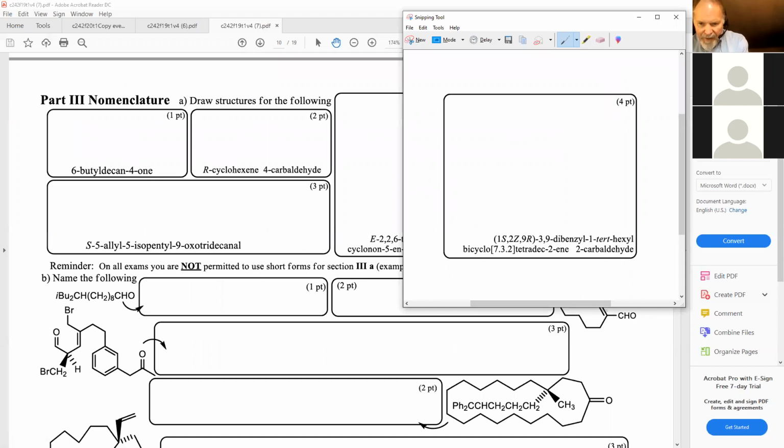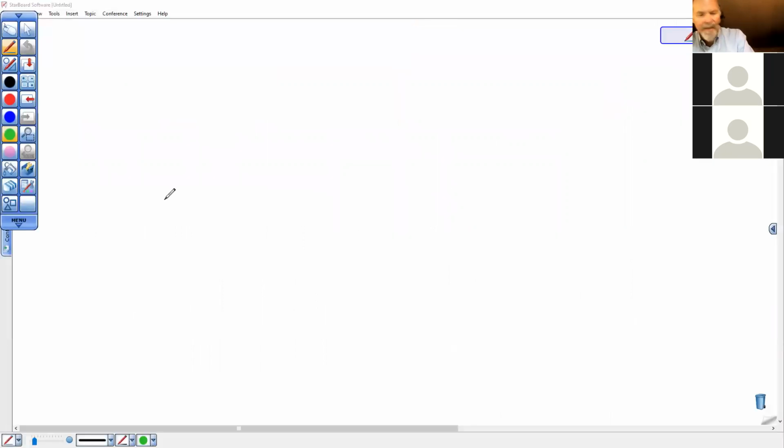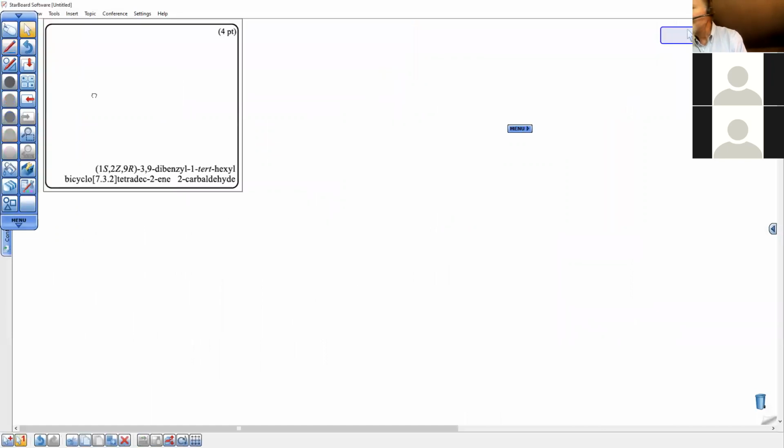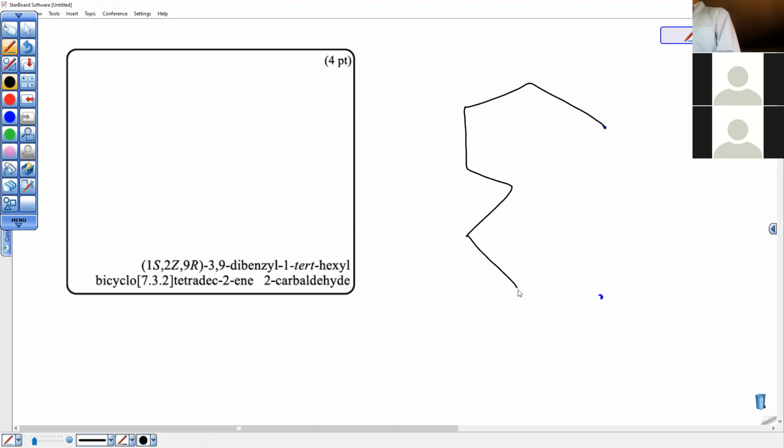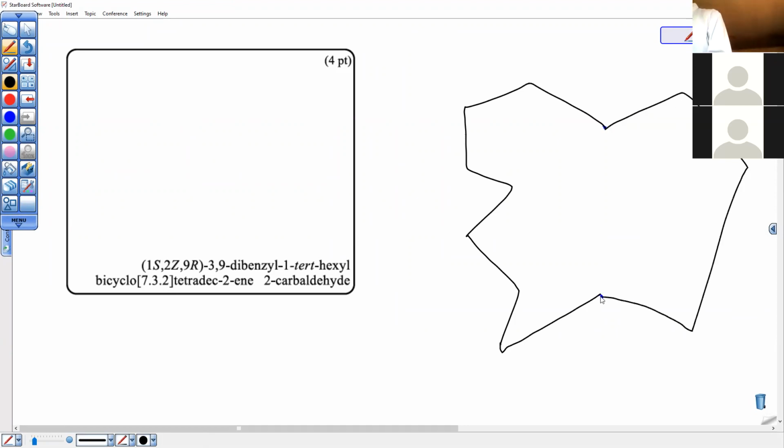And on your test, you won't have the boxes. You'll just have the words, and you will just draw the molecule. All right. So how do you do a bicyclo? We're pros by now, right? You draw your dots. We need 7 carbons between the dots, 7 extra carbons. 1, 2, 3, 4, 5, 6, 7. Doesn't have to be pretty. And we need 3 between the dots. 1, 2, 3. And 2 between the dots.